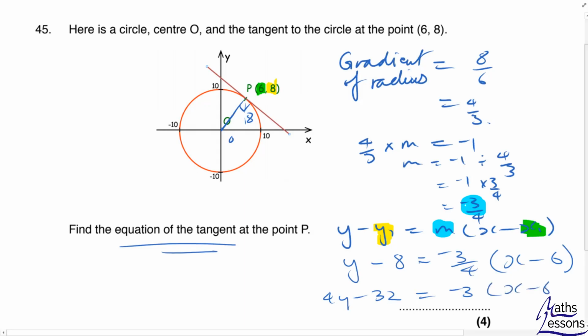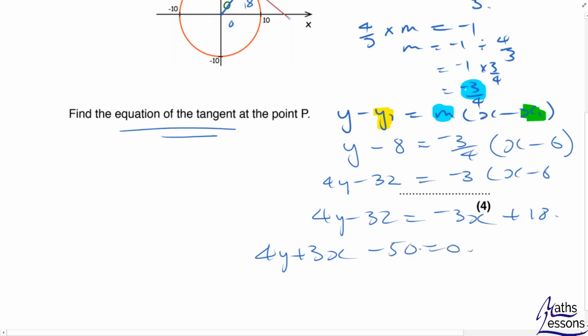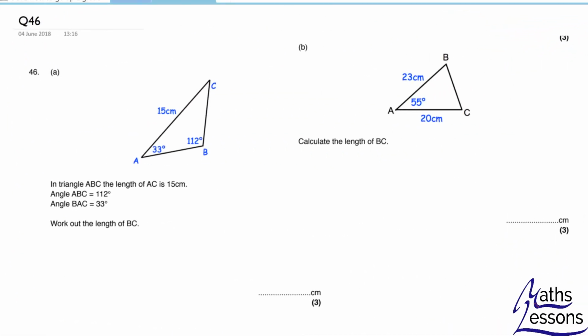I'm going to get 4y, by multiplying out the brackets, equals -3x plus 18. And then I can get everything on the same side. So 4y plus 3x. Take 18 away from 32. That's -50 equals 0.